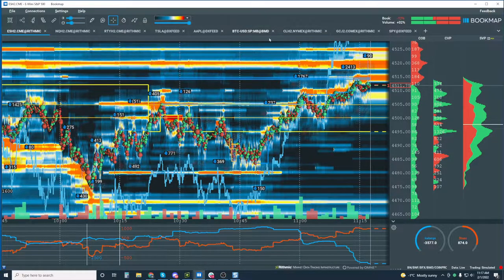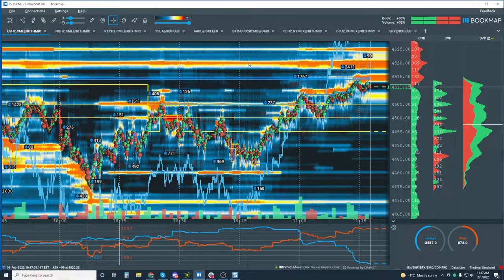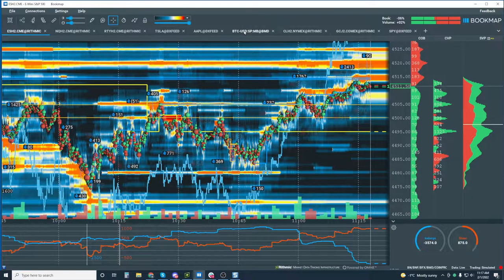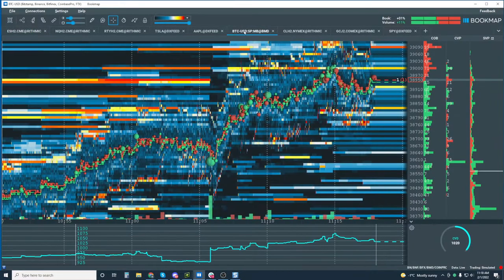Okay, Gazoo, what you might be referring to is the multi-book. Multi-book is a different product, where you can make a synthetic instrument. So, in fact, I've got it open here. I don't have it open. Yeah, I have it right here. Okay, this is Bitcoin right here. Let me show you what this is.